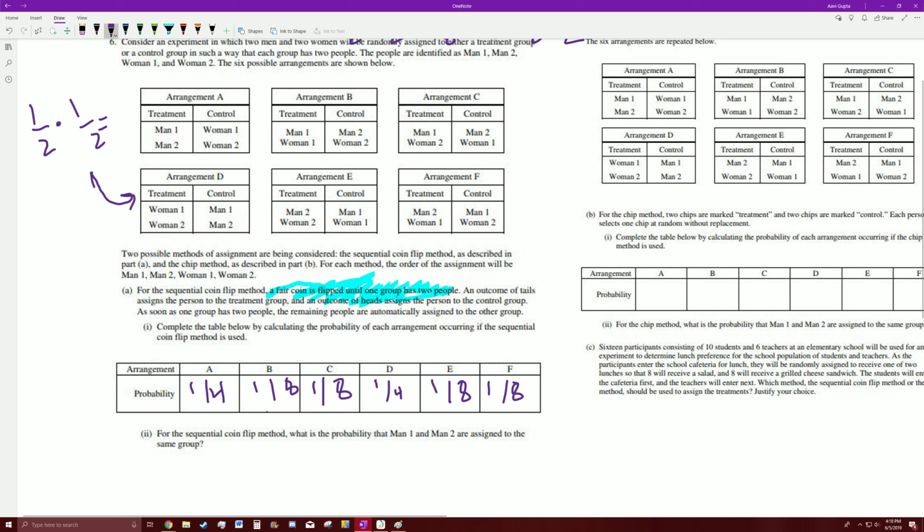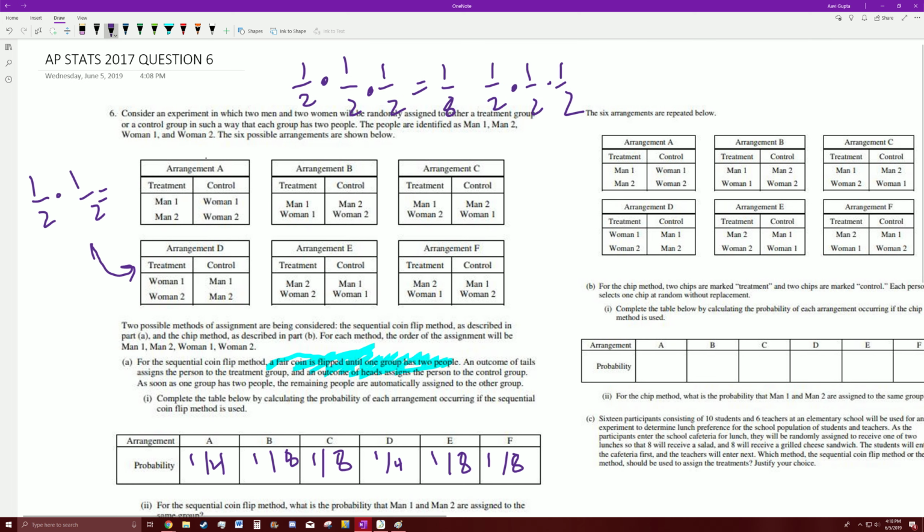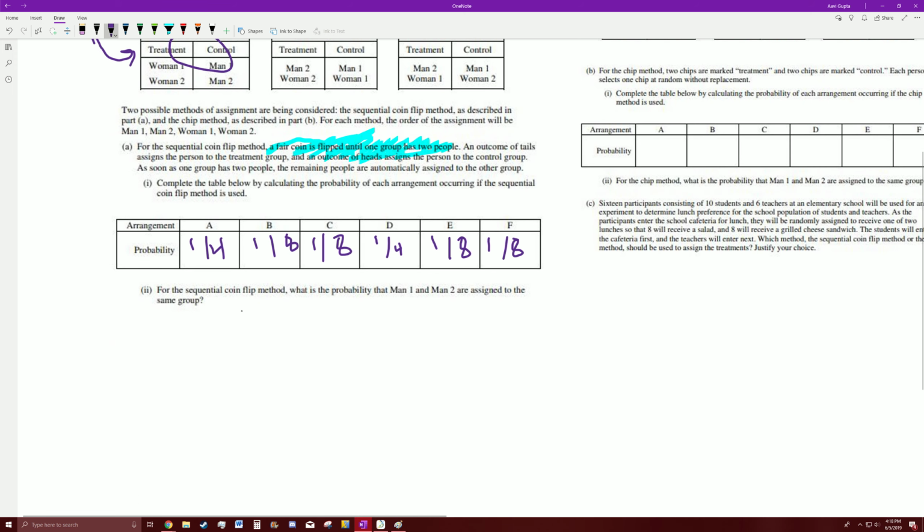For the sequential coin flip method, what is the probability that man 1 and man 2 are assigned to the same group? That happened 2 times, in arrangement A and arrangement D. So the probability that man 1 and man 2 are assigned to the same group is just 1/4, and this happens twice, so this is just going to equal 1/2, or 0.5.